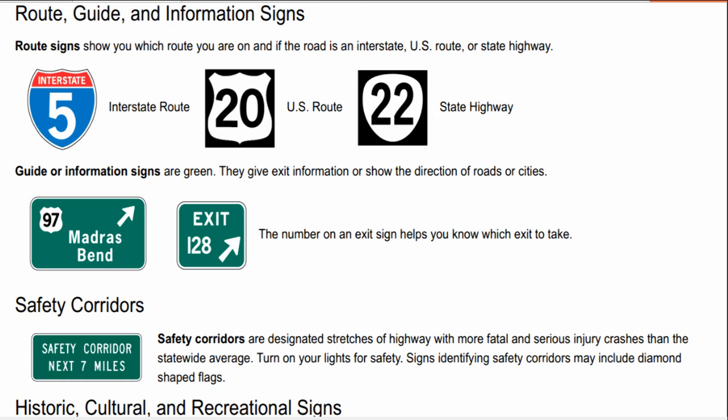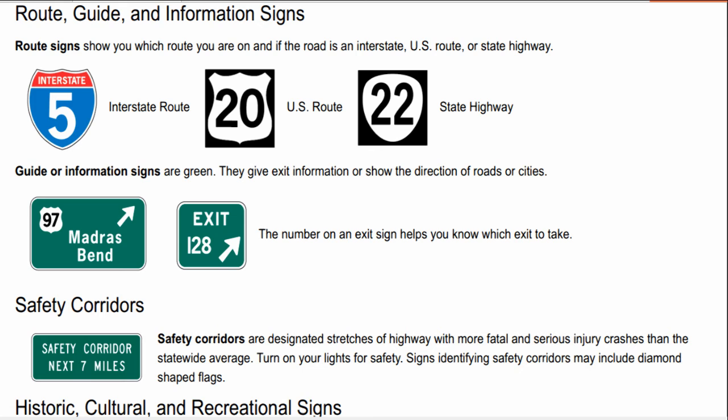Page 12. Route, guide, and information signs. Route signs show you which route you are on and if the road is an interstate, U.S. route, or state highway. Interstate route, U.S. route, state highway. Guide or information signs are green. They give exit information or show the direction of roads or cities. The number on an exit sign helps you know which exit to take.